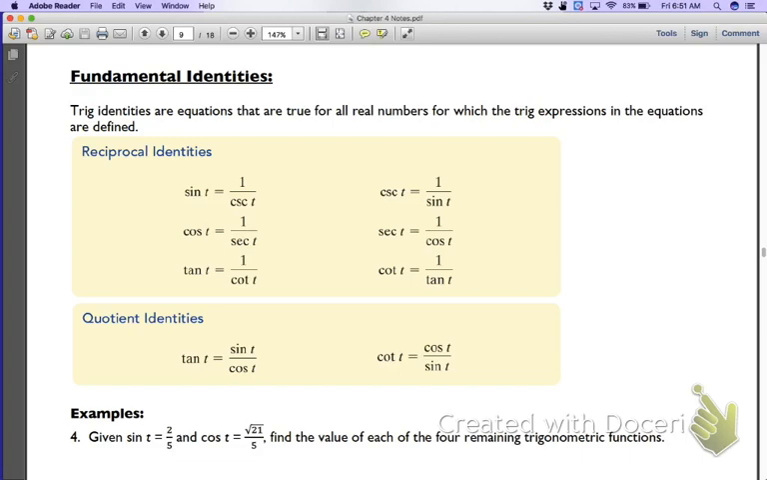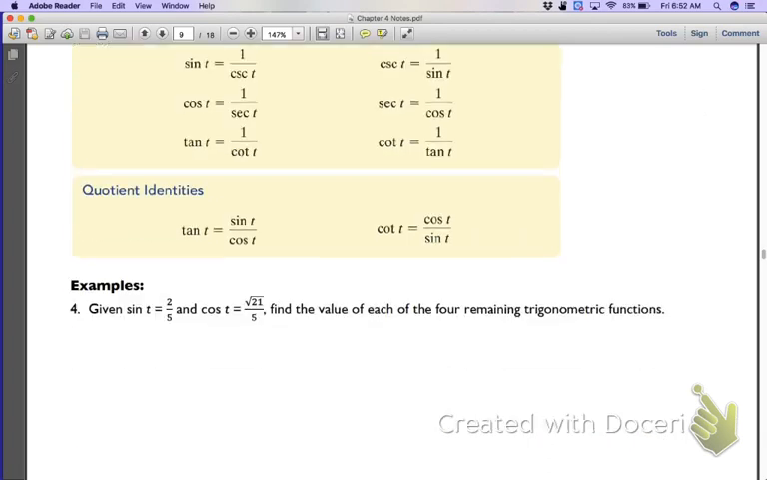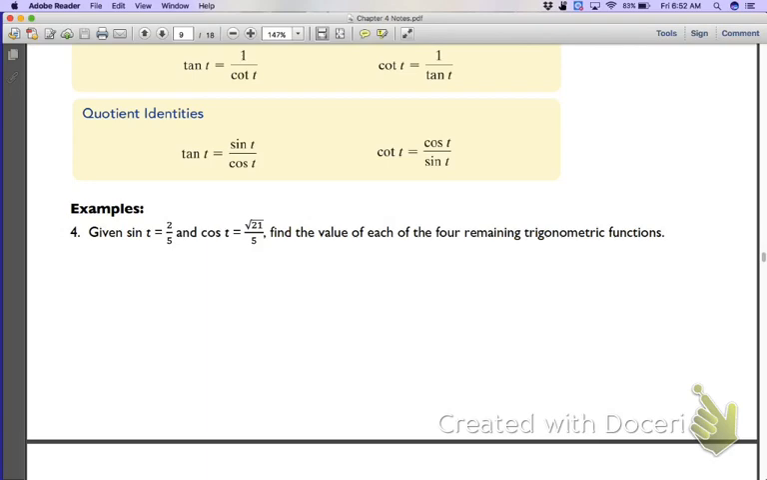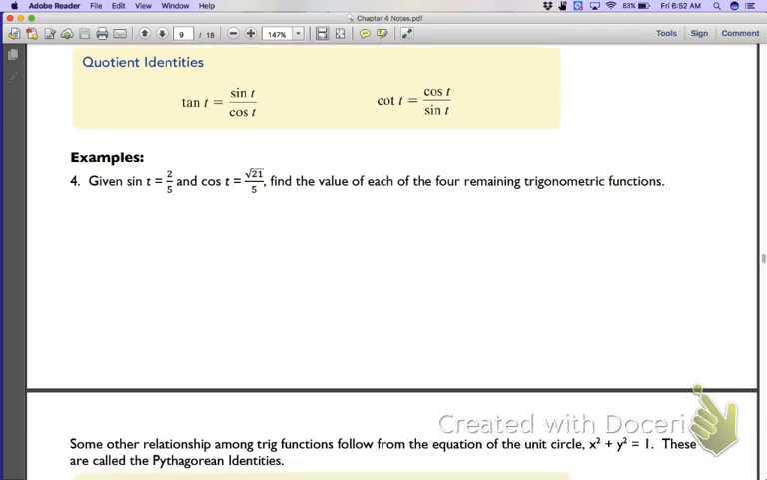So basically, this is all the stuff we've talked about before, just the reciprocal identity: sine is 1 over cosecant, and cosecant is just 1 over sine. They work in both directions. We've already talked about the quotient identity, and tangent is the same thing as sine over cosine, so that means that cotangent is cosine over sine. So I'm not going to go through this part because we've already hit a lot of this.